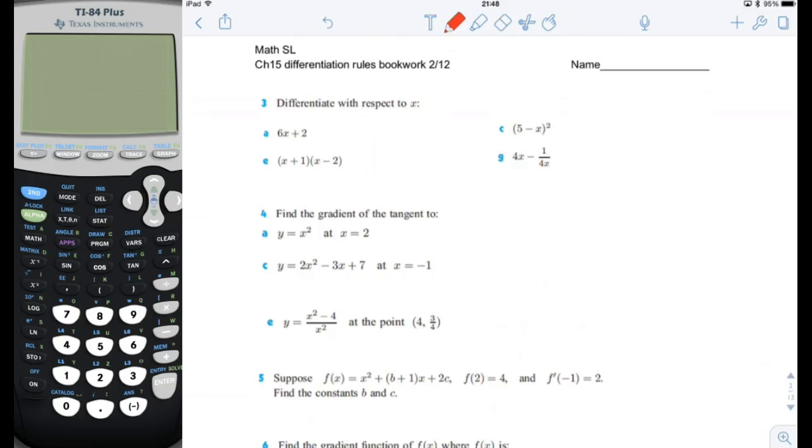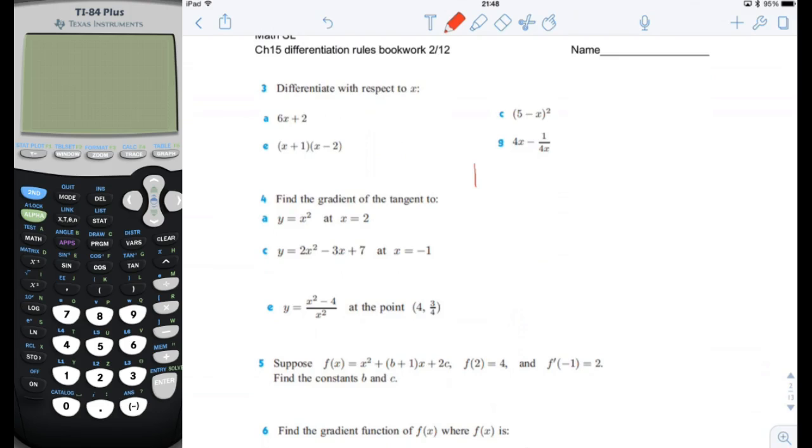Here we are on page 2 of differentiation rules. Okay, differentiate with respect to x. That's just saying take the derivative again. What do they mean by with respect to x? Well, when you only have one variable and it's x, then it doesn't really say anything because obviously you're going to differentiate with the only variable you have.